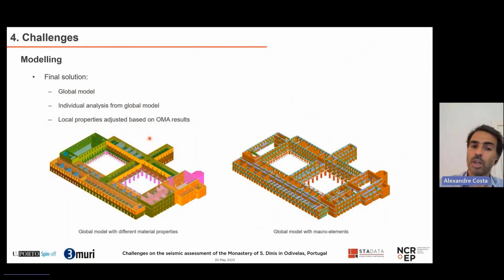Global model, it was somehow a challenge, but it was possible to do it. It was very nice to see that Tremuri is also capable of making these large models. And then the analysis was made looking at the global models, but also individually for each building. We try also to model, or at least to adjust somehow the local properties of each building, making use of the operational modal analysis results.